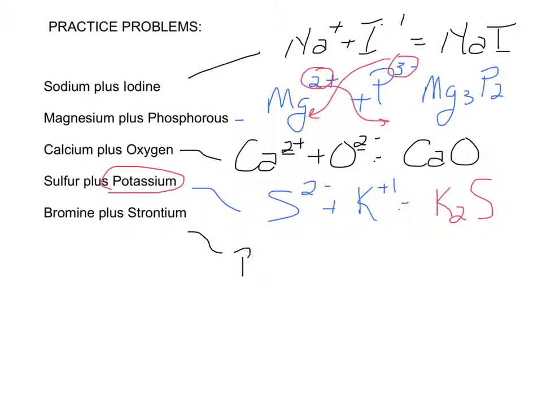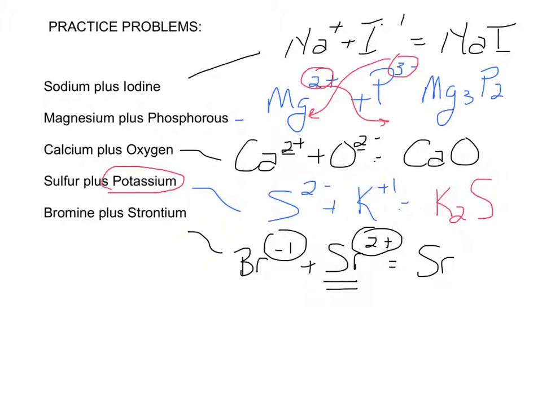Here I've got bromine, -1 charge, and strontium, 2 plus charge. I've got a 2 plus here, I've got a -1 here. It's going to take 2 of these -1s to balance this out. So I'm going to have to once again put my metal first. Strontium, 2 plus, bromine. I'm going to need 2 of them. And I have strontium bromide.